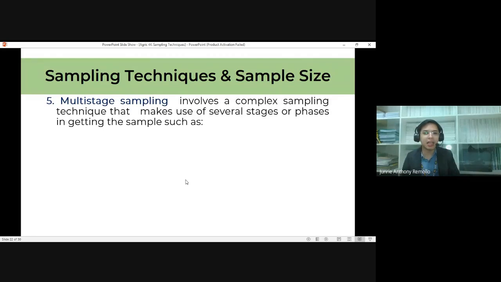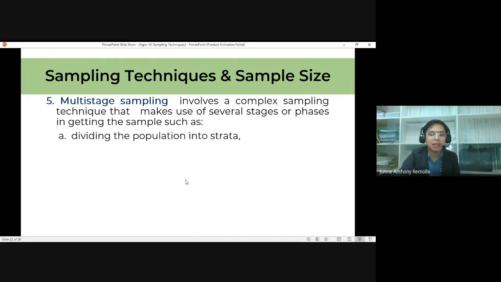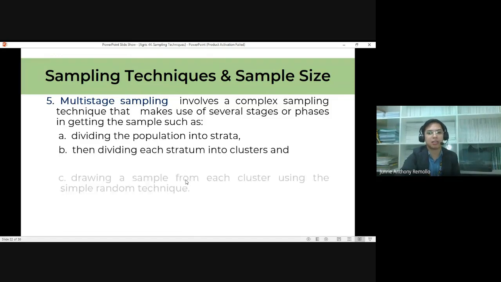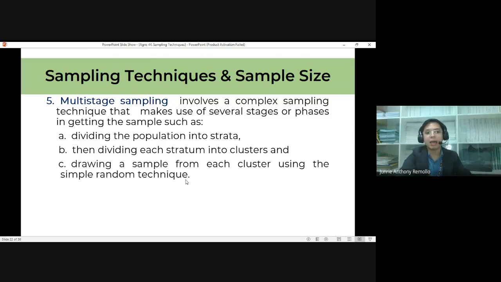And then for multi-stage sampling, it involves a complex sampling technique that makes use of several stages or phases in getting the sample, such as dividing the population into strata, and then dividing each stratum into clusters. Okay, and drawing a sample from each cluster using a simple random technique. Yeah? So for example, maghatag ko ng example.